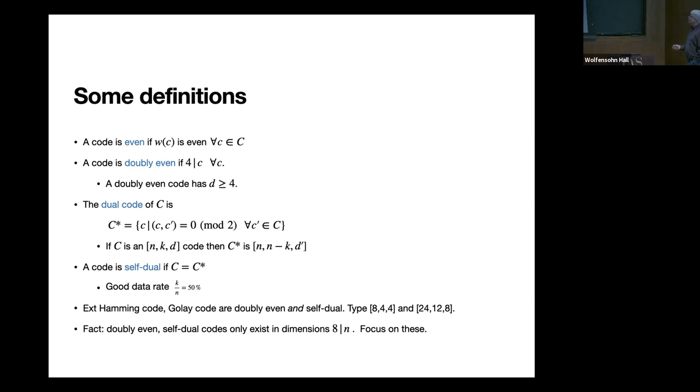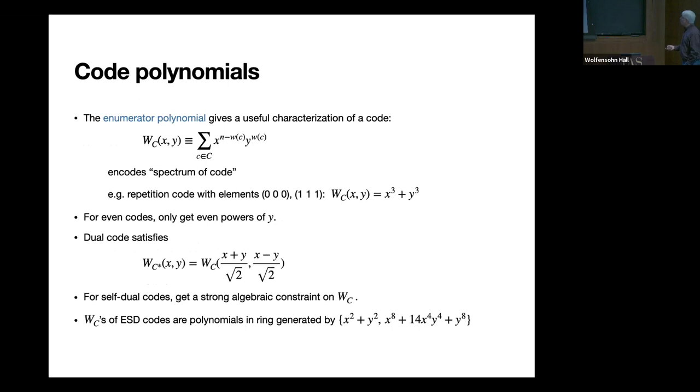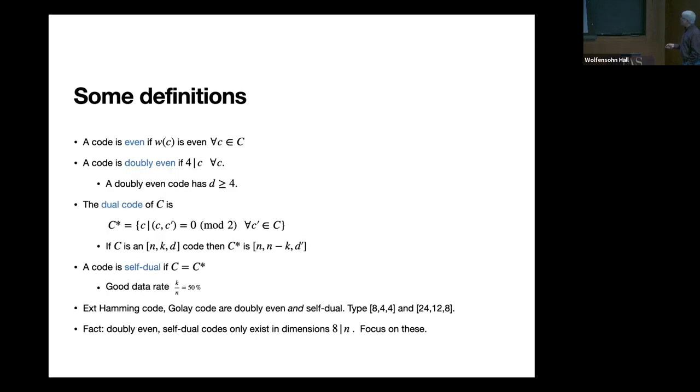If you have an [n,k] code, then the dual will have n minus k logical bits. And finally, many particularly nice codes, including the Hamming code and the Golay code, are self-dual. They have this property that C is equal to C star, and that automatically means that k has to be exactly one half of n. k and n minus k have to be equal. And so the data rate is pretty good at 50%, the same as for the Golay code and the Hamming code. So those, as I said, are both doubly even and self-dual codes.